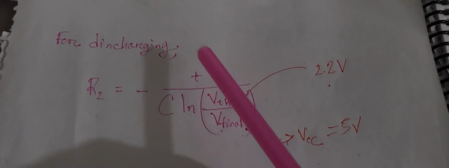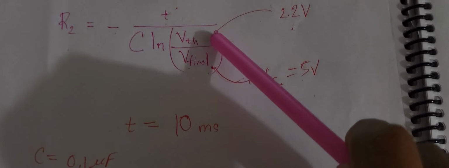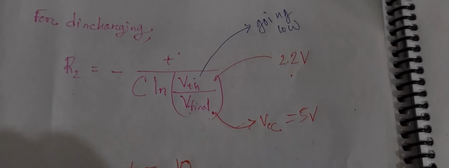We will be inputting this into this part. And see, we just assumed C will be 0.1 microfarad. We will be assuming it for the betterment of our solving. And V threshold and V final: for discharging, V threshold will be the signal going low voltage, and V final is actually VCC, 5 volt.